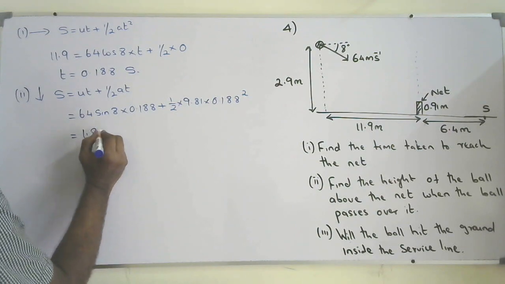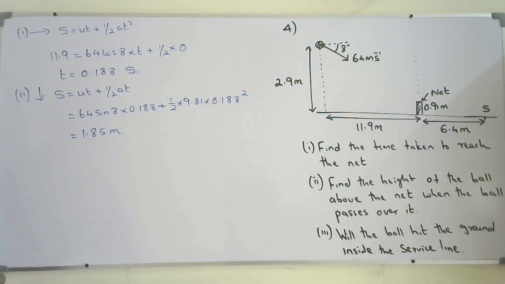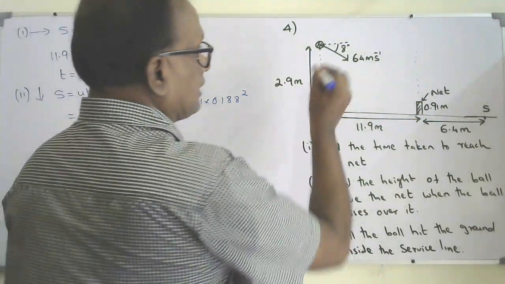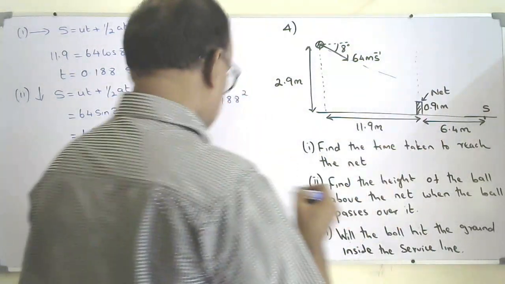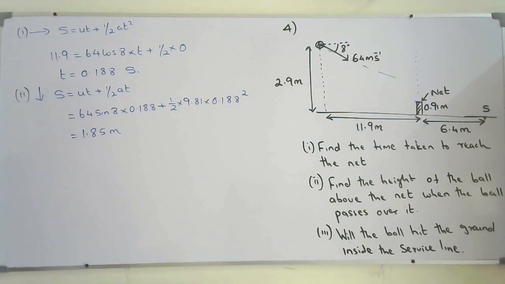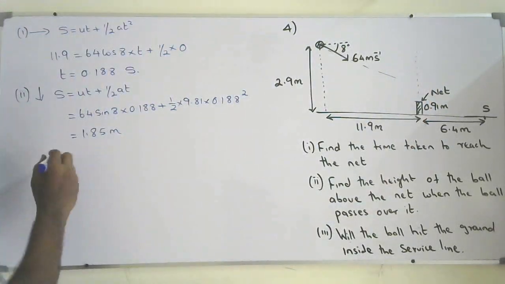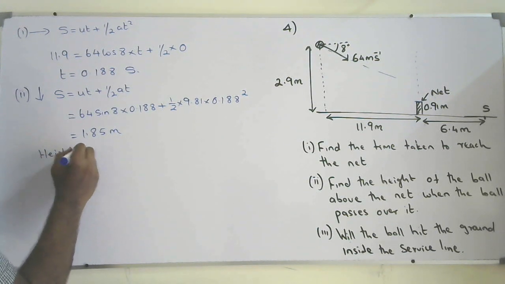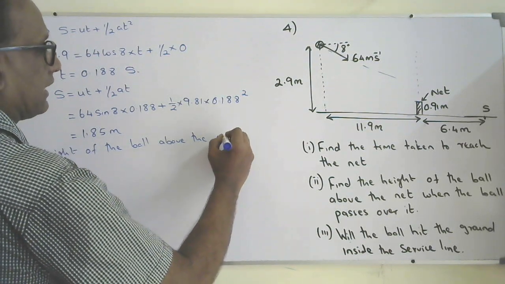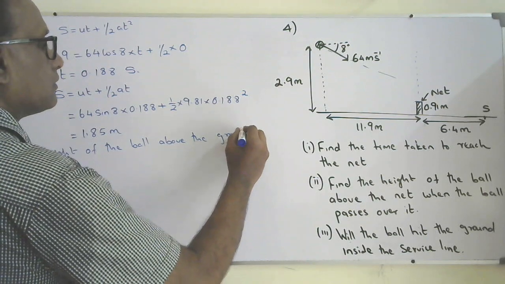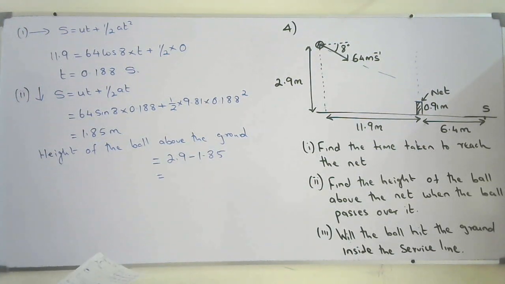You will get the vertical displacement of the ball when it is passing over the net. That will be 1.85 meters, moving down. So the question is to find the height of the ball above the net. The ball is moving maybe like this. The vertical displacement we know is 1.85 meters, so we'll find its height above the net. We can find the height of the ball above the ground first. That will be 2.9 minus 1.85, so that will be 1.05.